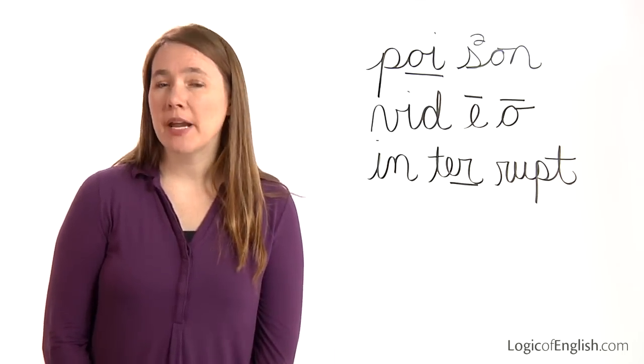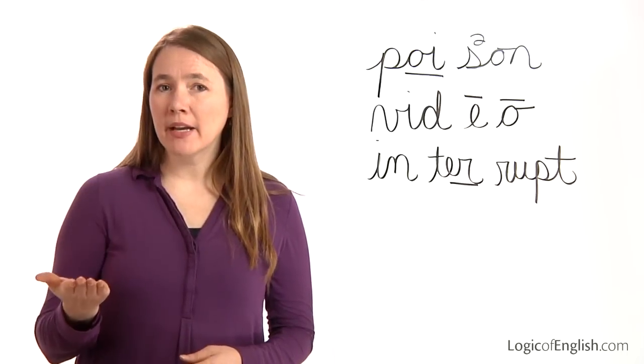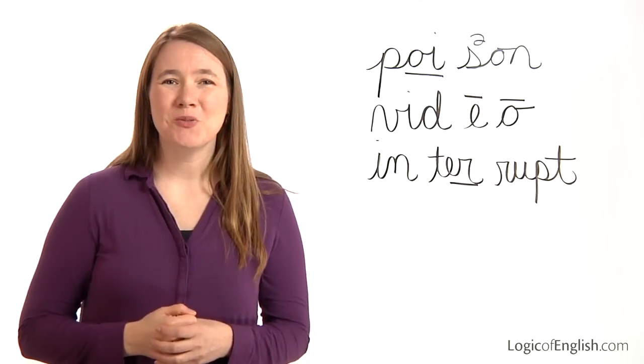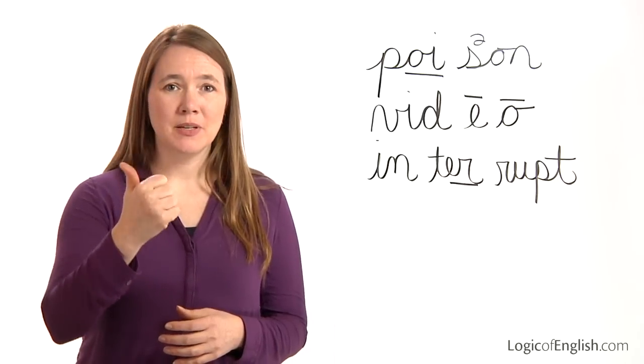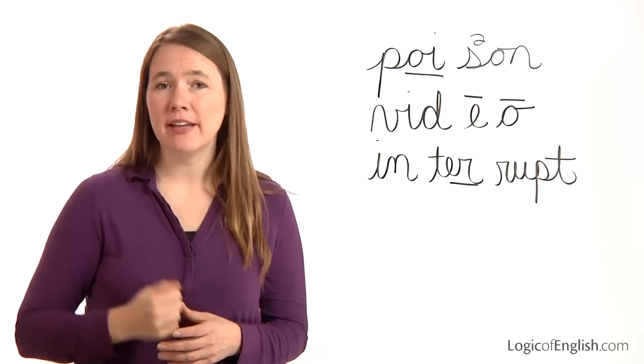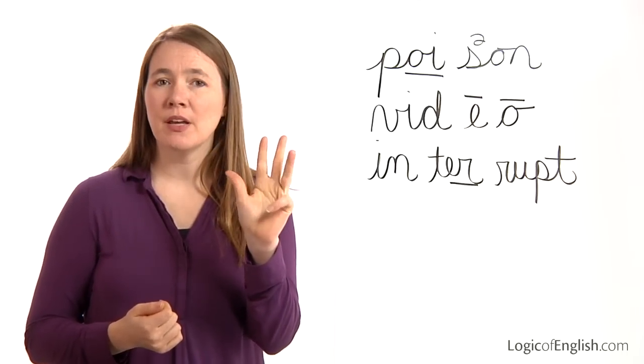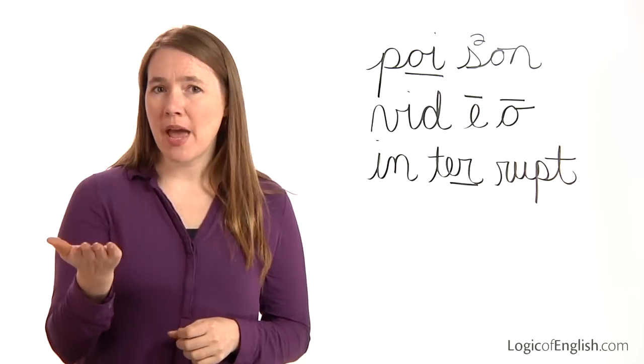The next word is bankrupt. The man is bankrupt. How many syllables in bankrupt? 2. The first syllable is bank, b, a, n, k. This is a tall k or a k. And the second syllable is rupt, r, u, p, t. Go ahead and write bankrupt.